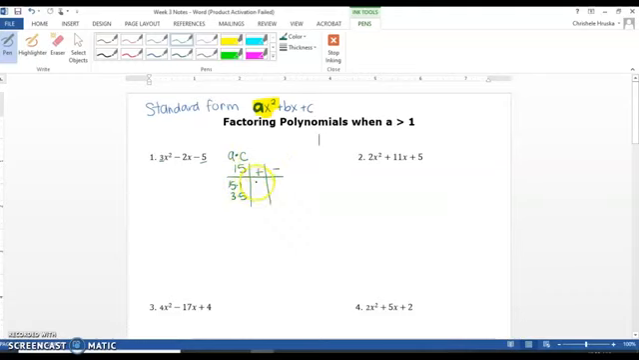Okay, so if I add 15 and 1, I get 16. And if I subtract 15 and 1, I get 14. If I add 3 and 5, I get 8. If I subtract 3 and 5, I get 2. So what was the number that I was looking for? It's the B value. I'm looking for the B value in my chart. And I see that 3 and 5 give me 2 if I subtract.